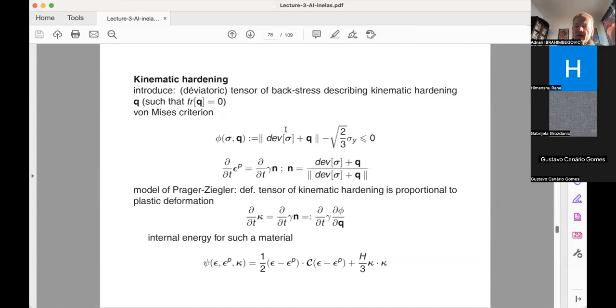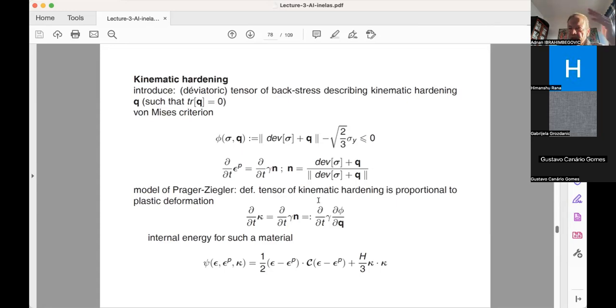And then my plastic strain rate would be equal to gamma dot times n, where n is now computed as the deviatoric part of sigma plus Q divided by the norm of the same tensor, the deviatoric part of sigma plus Q. So basically, this is the Prager-Ziegler model for the kinematic hardening. And you can also introduce the kinematic hardening proportional plastic deformation to be written as gamma dot times n, and you can compute this as gamma dot times d phi dq.